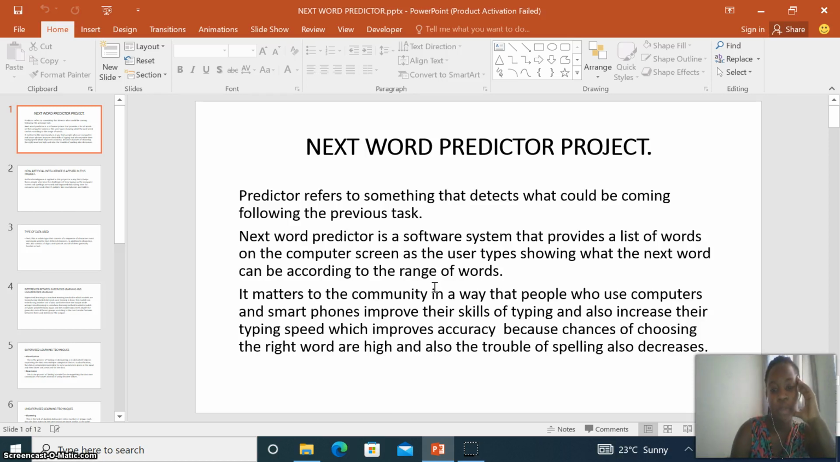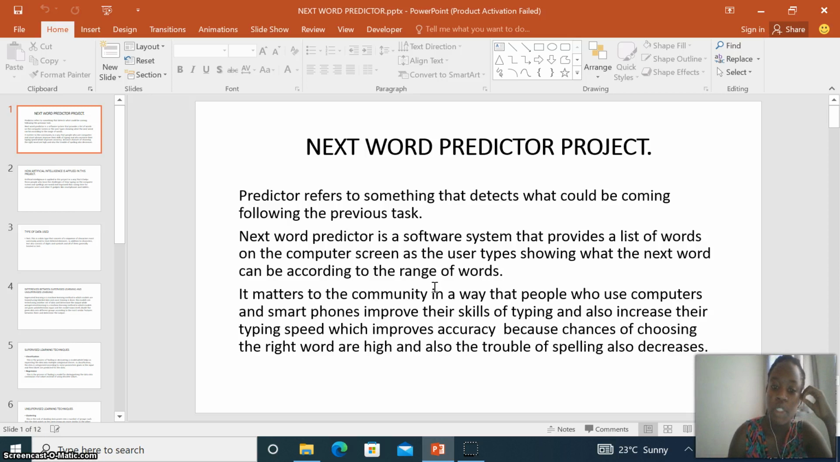So today I'm presenting the Artificial Intelligence project, which is the next word predictor project. A predictor is something that detects what could be coming, based on the previous tasks you've been doing. So from previous experiences, you can estimate what could be coming next.